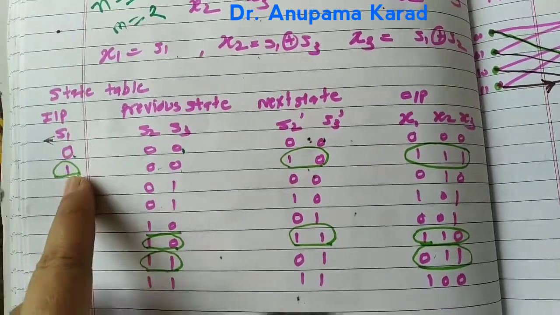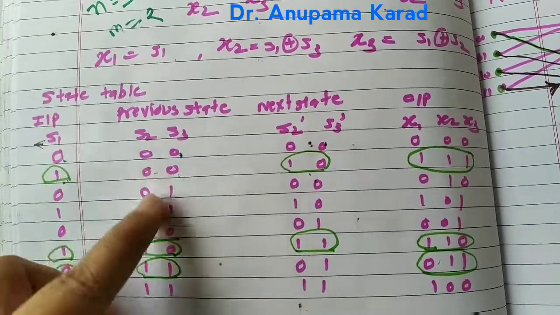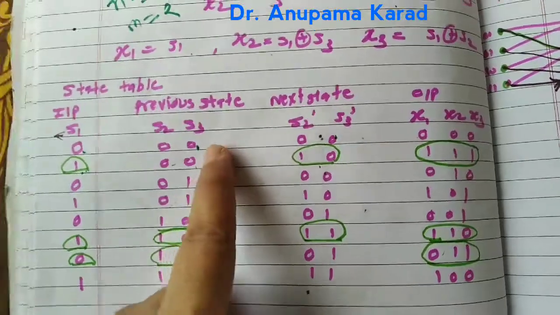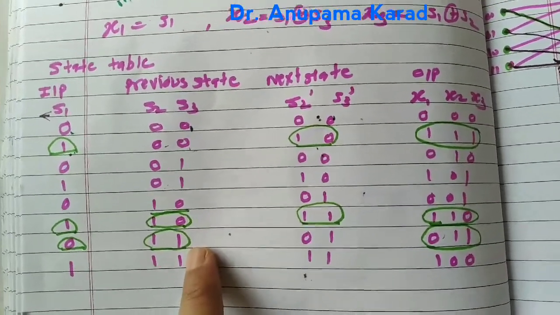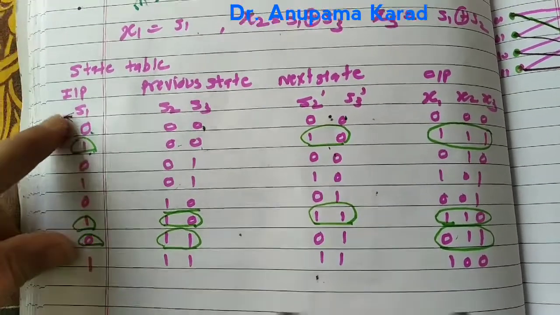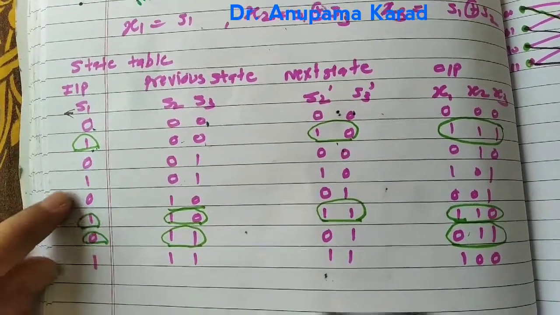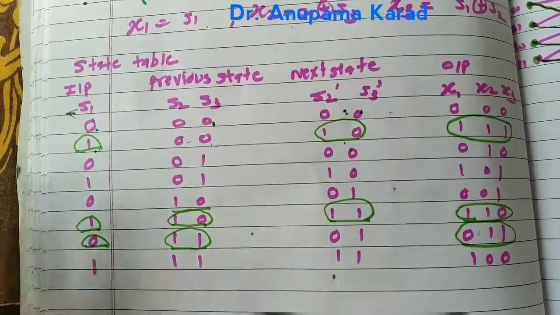So input can vary as 0 or 1 because input is 1 bit. So 0 0 is taken 2 times, 0 1 is taken 2 times, 1 0 2 times and 1 1 2 times, and in each case the input is 0 1 0 1 0 1 0 1.